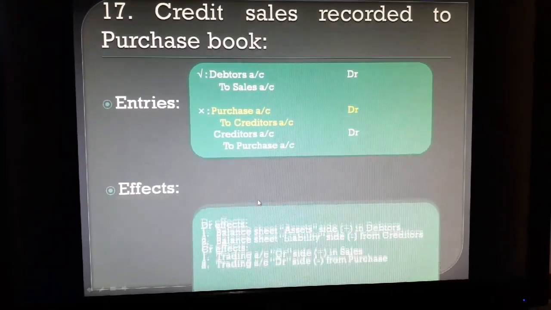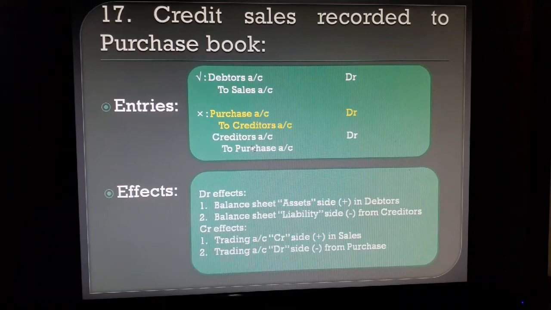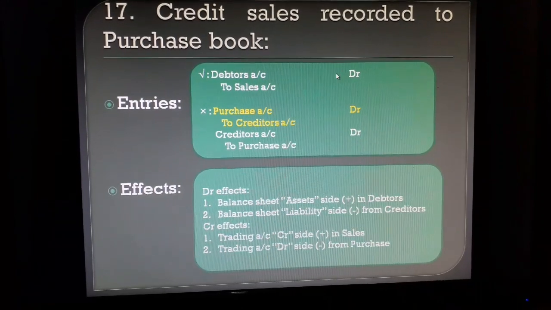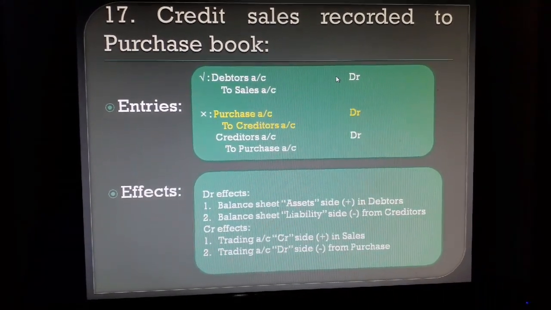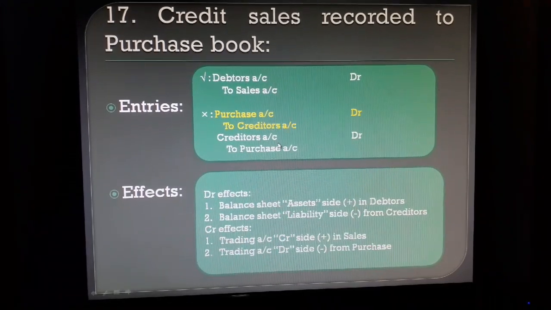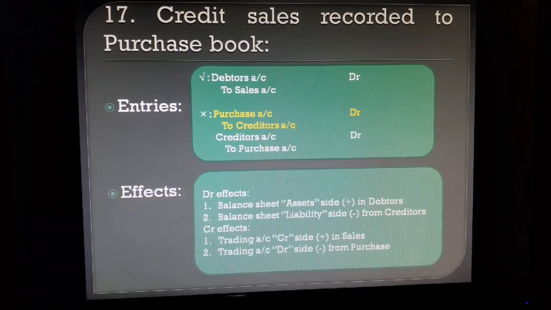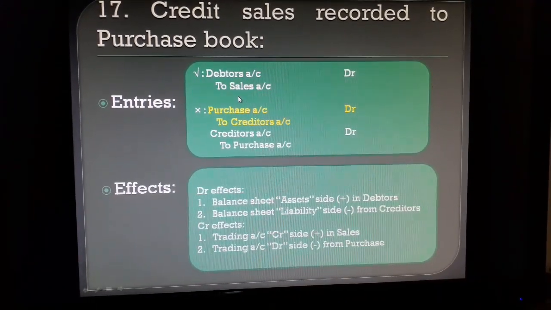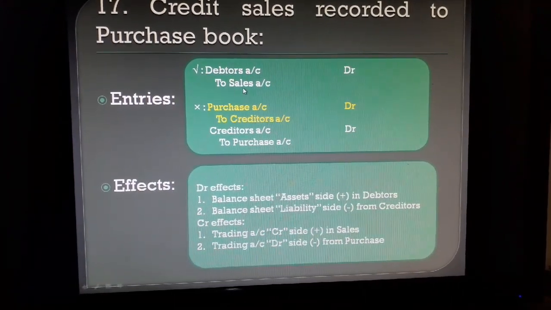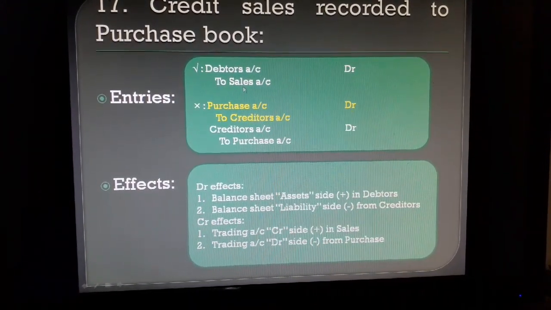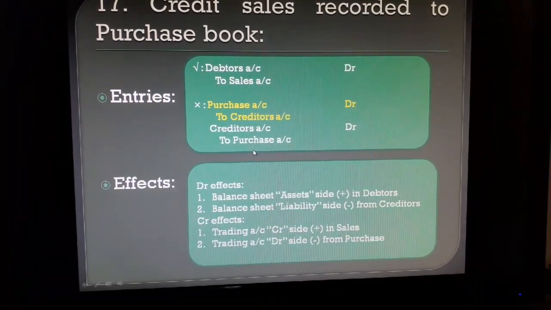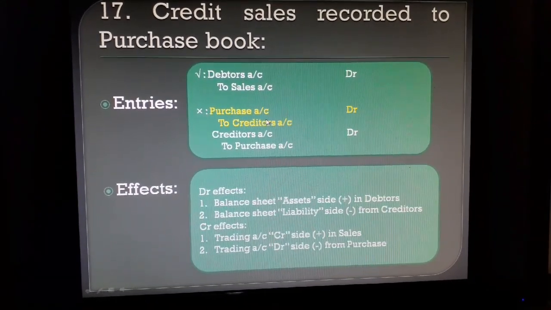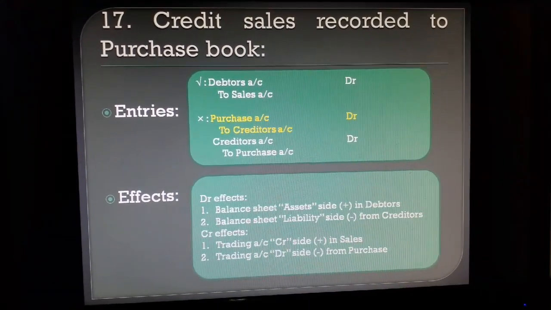And with that, the adjustment effects of the correct entry and rectification entry: first, two debit effects are there. Debtors account debit, it means balance sheet asset side, plus in debtors. Creditors account debit means balance sheet liability side, minus from creditors, because it was wrongly recorded as credit purchase. Then credit effects: first to sales account, trading account credit side, plus in sales, and to purchase account, trading account debit side, minus from purchase, because it is wrongly included in purchase. So these are a few adjustments related to goods.